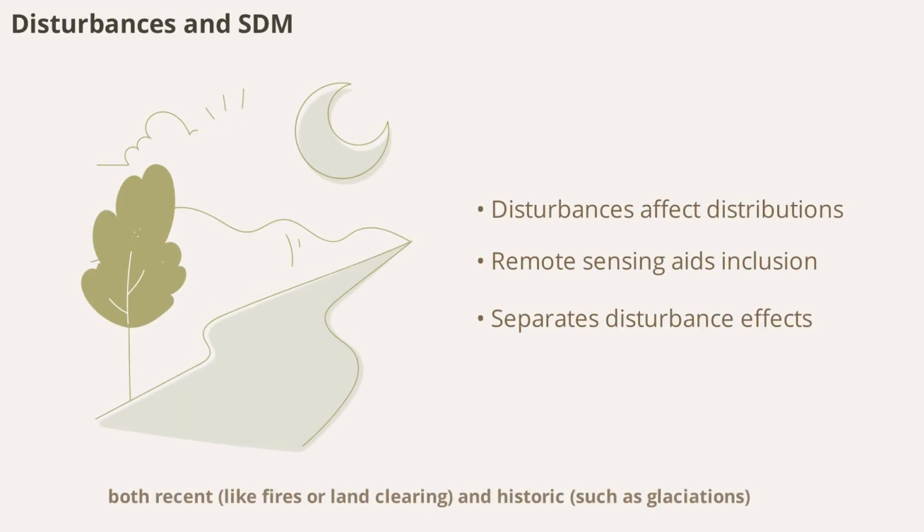Disturbances, both recent, like fires or land clearing, and historic, such as glaciations, affect species distributions. Including disturbance variables in SDMs is often limited by the availability of map data, but remote sensing is making this more feasible. When disturbances are included as predictors, it becomes possible to separate their effects from other environmental factors, leading to more accurate models of potential species distribution.